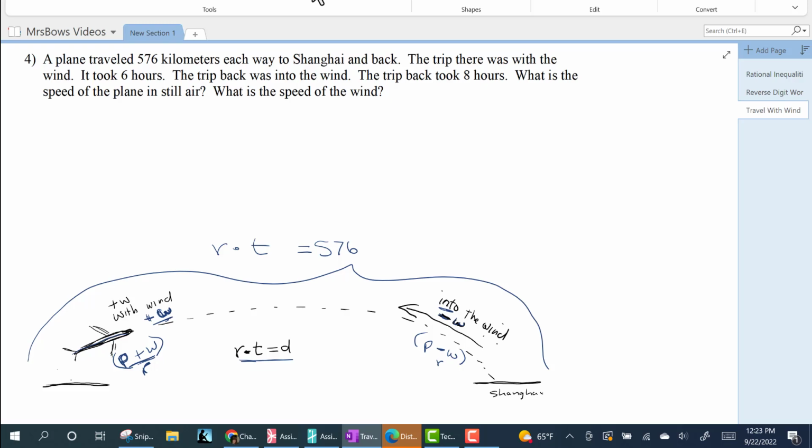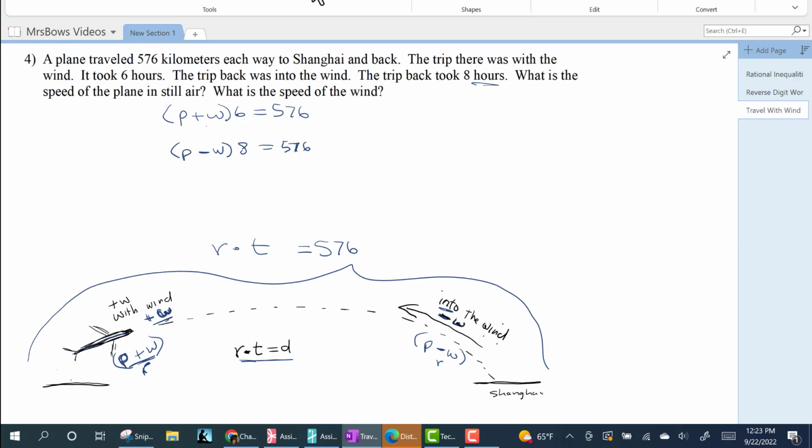The trip there was with the wind. It took 6 hours. So with wind, the time is 6 hours and the distance. So look at rate R times T is equal to distance. All right. Now, on the trip back, it took 8 hours. So now the plane is going into the wind and it took 8 hours, but it's going the exact same distance.